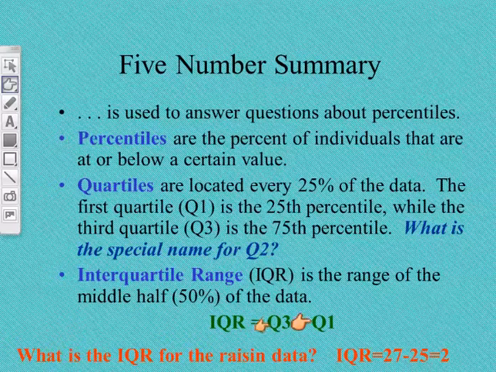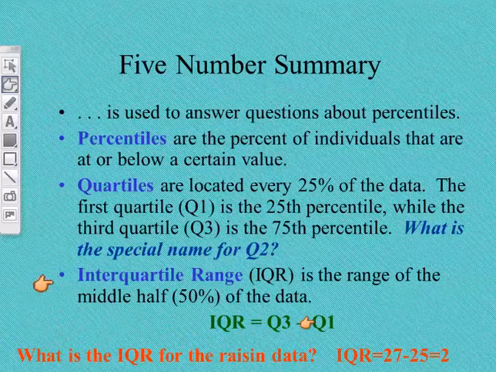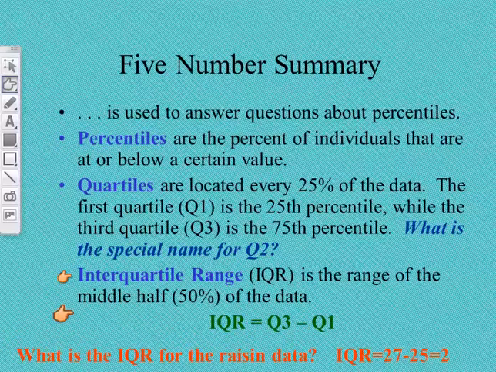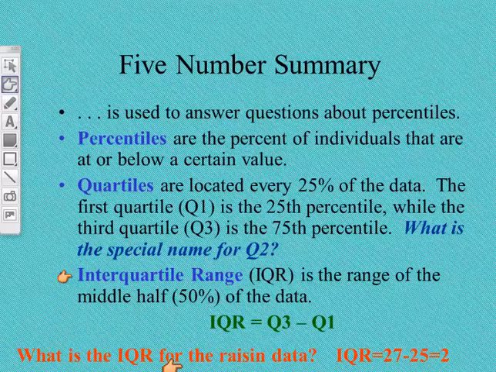So the interquartile range is the term that's used for the distance from Q1 to Q3, the part in between. It's 50% of the data, but it's just a term that is used there, and it's referred to as the interquartile range.